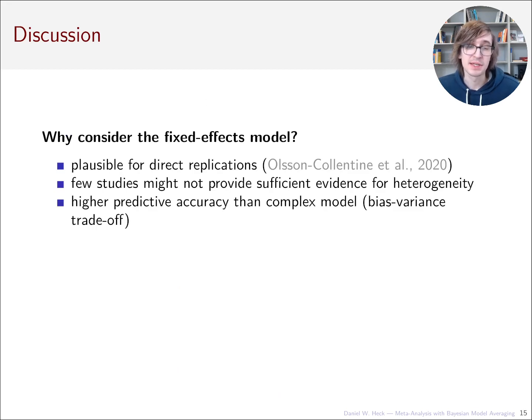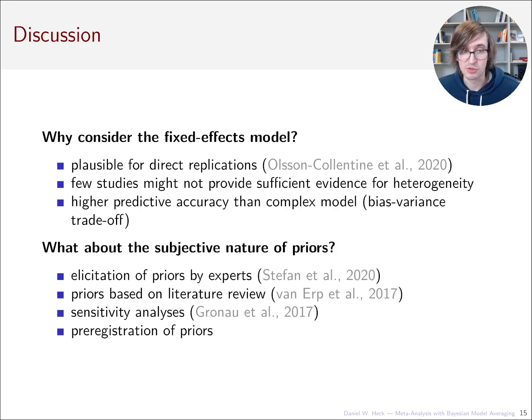However, it could be criticized that we consider the fixed effects model at all. However, this is a plausible model. For instance, if you perform direct replications, there's some evidence that this model is supported. And also if you only have few studies, you might not have sufficient evidence for heterogeneity. It might be better to assume that the effect is identical to get a higher predictive accuracy, which means, in the bias-variance trade-off, that you have less variance in predictions, and this is beneficial compared to fitting a complex random effects model.